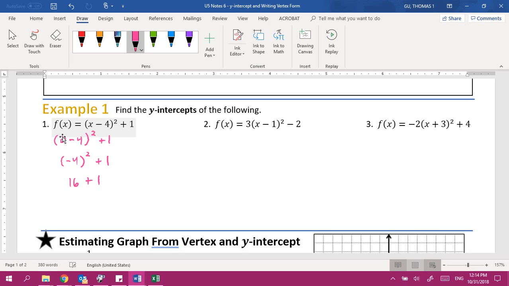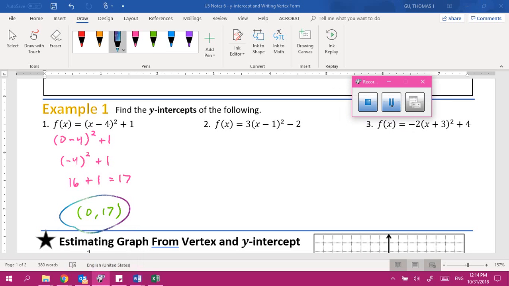Because negative 4 times negative 4 is 16. And so then 16 plus 1 is? 17. So what is my y-intercept? 0, 17, right. And so that tells you the point that it's going to cross the y-axis. So I want you guys to try 2 and 3 on your own.